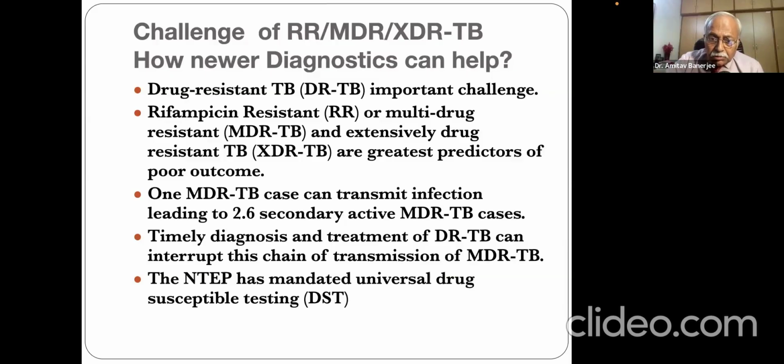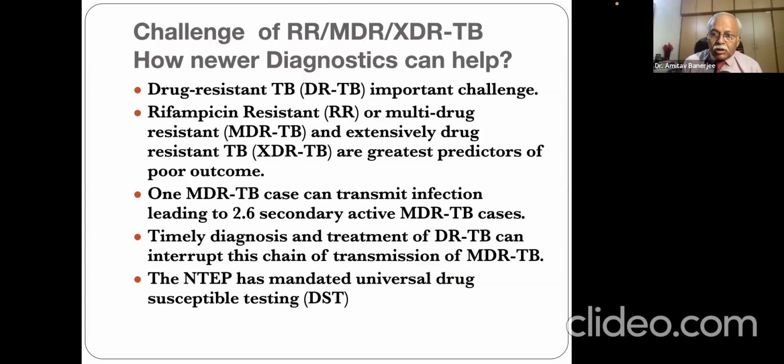So it's a lot of cost to the state, cost to the individual. One multi-drug resistant TB case can infect 2.6 secondary cases. So it spreads in the community. Timely diagnosis and treatment of drug-resistant tuberculosis can interrupt this chain of transmission of multi-drug resistant tuberculosis. The National Tuberculosis Elimination Program has mandated universal drug susceptibility testing.